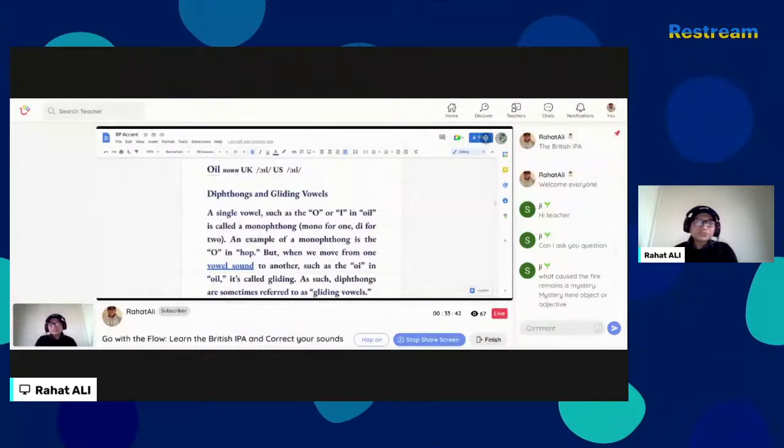So G has a question: what caused the fire? Remains a mystery. Mystery here, object or adjective? It's an adjective here. Your subject is what, and the object is fire.